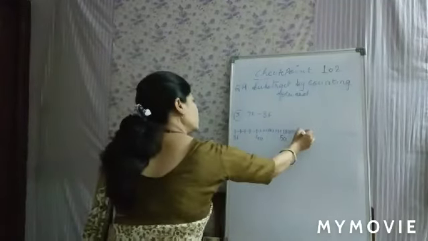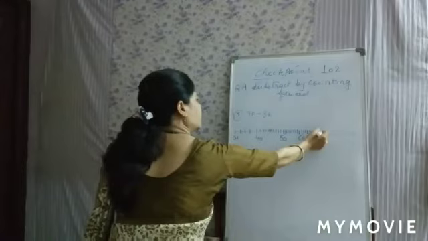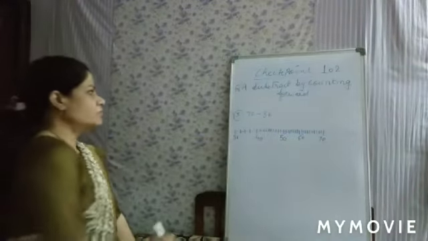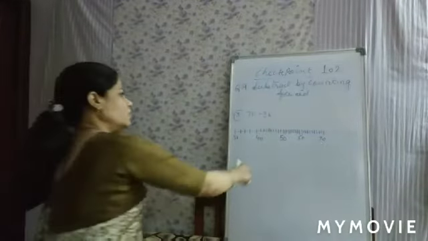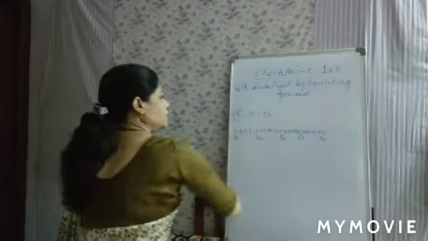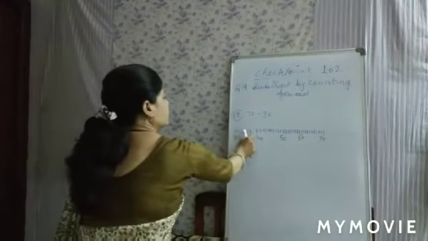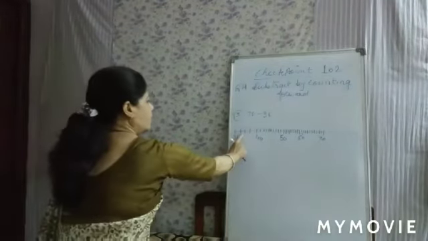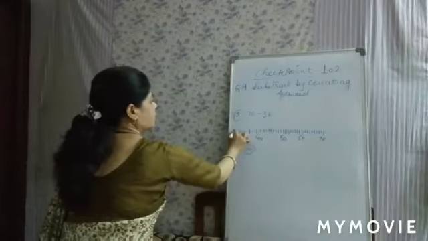Then again you have to draw 10 lines, 1, 2, 3, 4, 5, 6, 7, 8, 9, 10. At the 10th line you have to write 70. You have to stop here because you have to subtract 36 from 70. Now you have to count the middle lines. Okay. Here how many lines? 1, 2, 3, 4. So write 4 here.